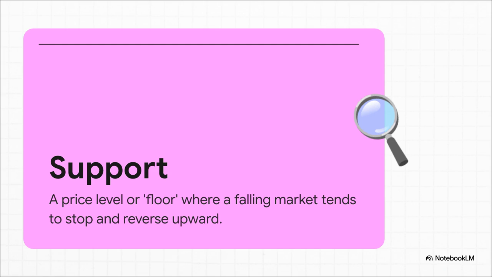So picture this. A stock's price is falling, and then suddenly it hits a certain level and just stops. And not only does it stop, it bounces right back up. So why does that happen? Well, it's because at the specific price level, the buyers get really active.